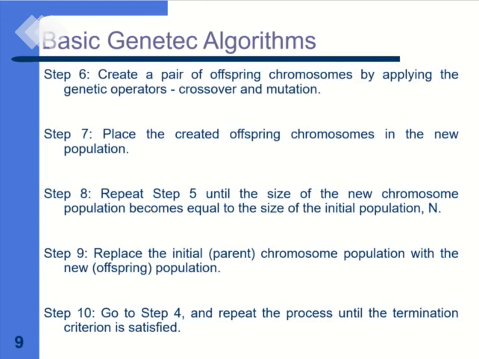Then we have to apply the crossover and mutation on the selected chromosomes. Then we have to place the new chromosomes in the new population and repeat step 5 again by selecting chromosomes from the population again, until the new chromosome population becomes equal to the initial population. In step 9, we have to replace the initial population with the new offsprings, and in the last step we have to recalculate the fitness function until the termination criteria is satisfied.